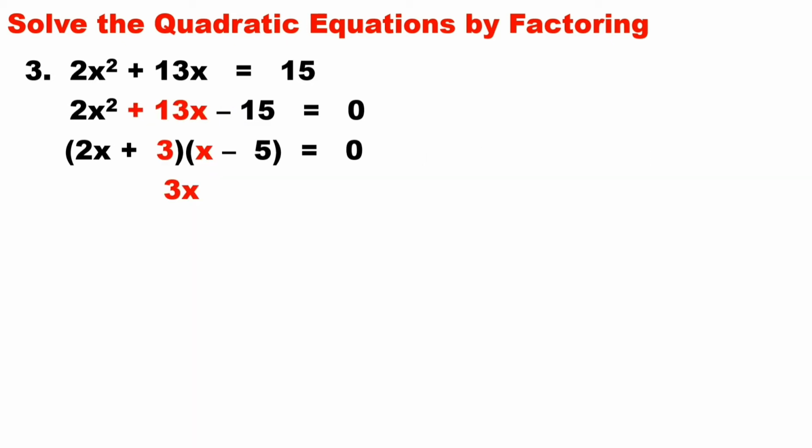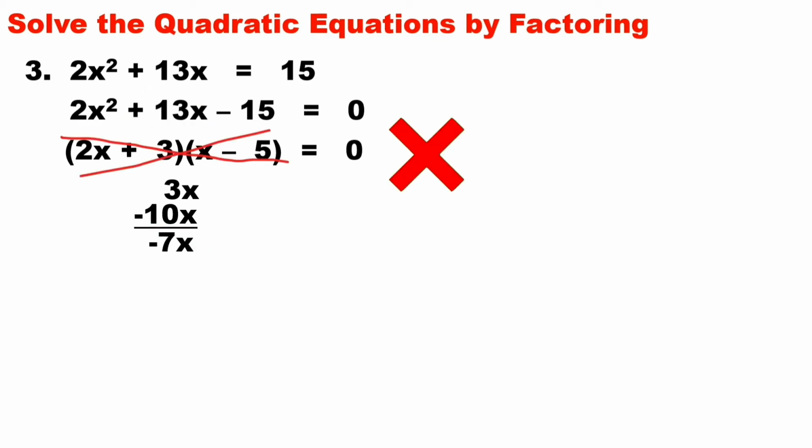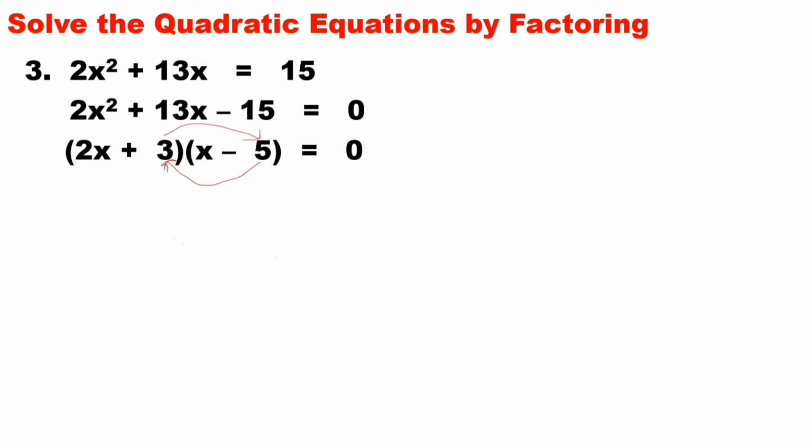To check if the factors are correct, 3 times x equals 3x, 2x times negative 5 is negative 10x, 3x minus 10x is negative 7x. Since negative 7x did not match the middle term which is positive 13x, the factor combinations are not yet correct. Since the factors of the first term are not equal, unlike the past two examples, we can interchange the factors of the third term. 3 will become 5 and 5 will become 3.